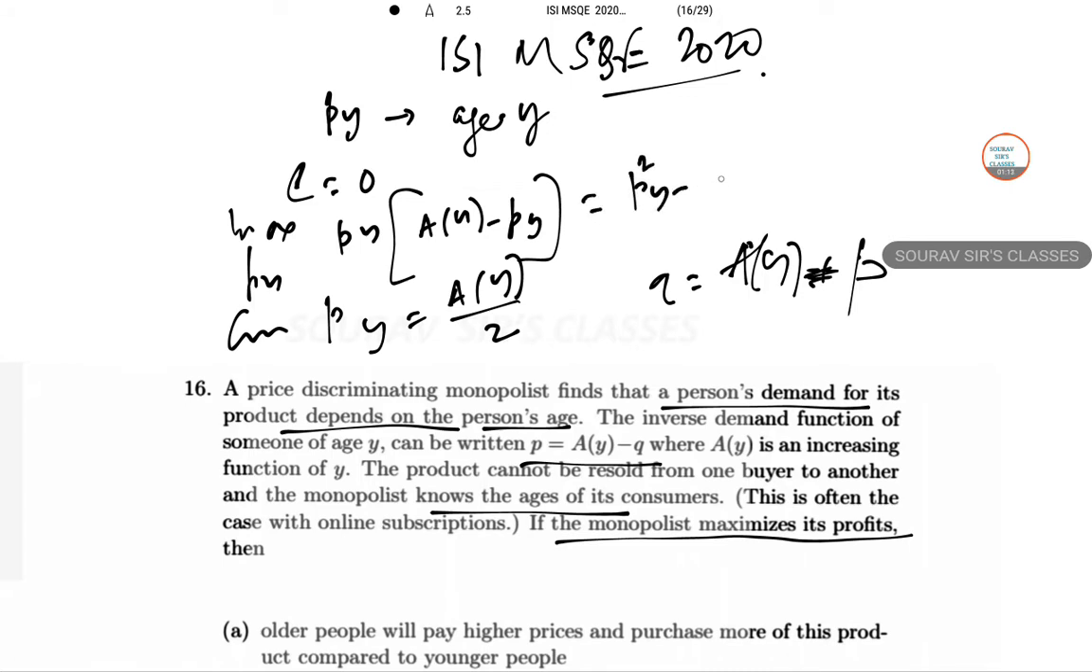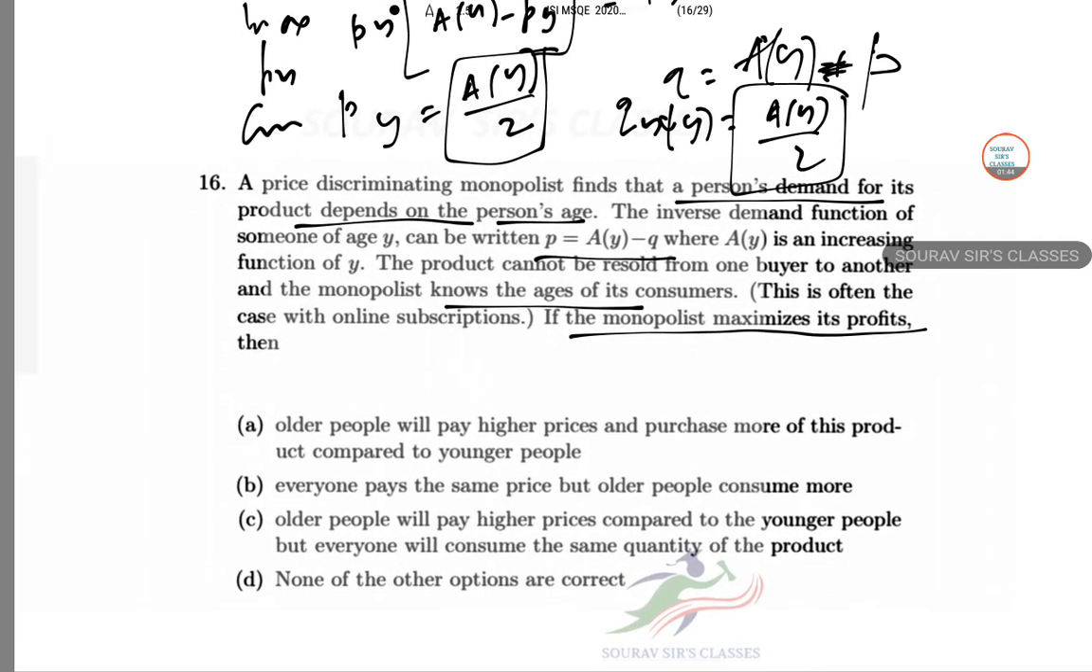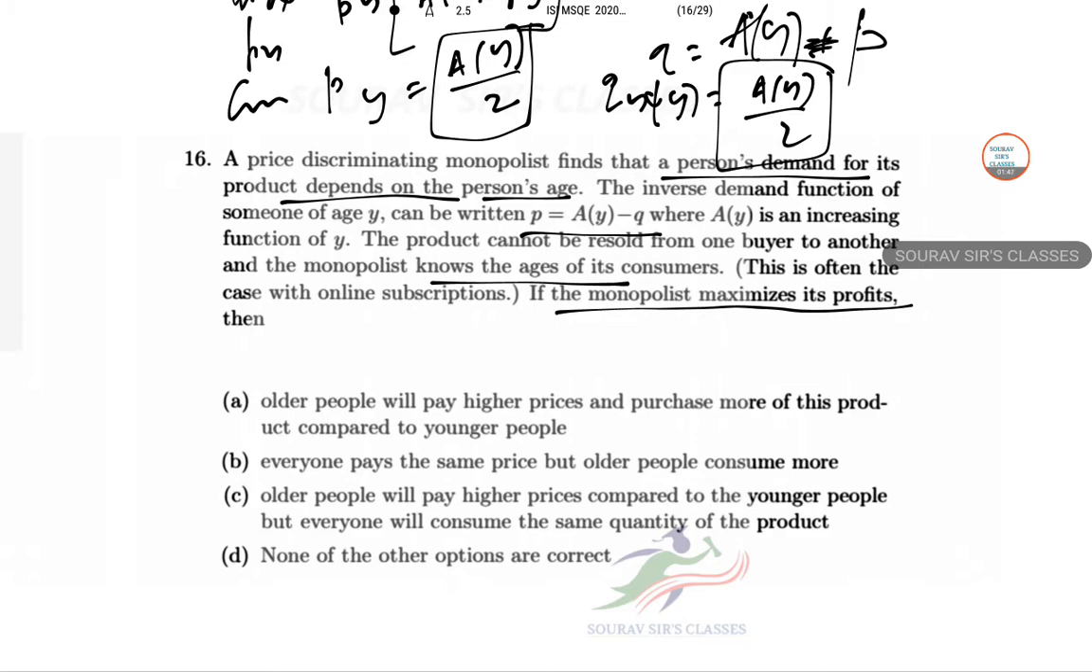So we have P(Y)A(Y) minus P square(Y). If you differentiate, you will get A(Y) minus 2P(Y) equal to 0, and the derivative gives you P(Y) equal to A(Y) by 2. Now, Q(Y) is also A(Y) by 2. So we can see both are increasing functions of Y. So price and quantity both are increasing with respect to age. Hence, option number A is correct.